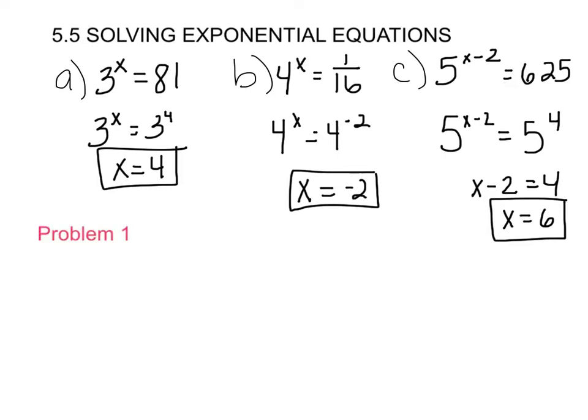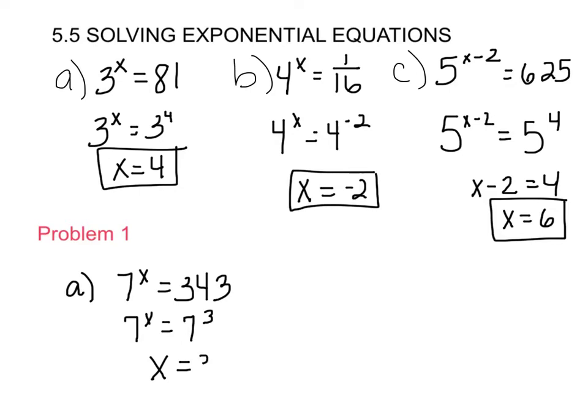So let's look at our got it problem. Problem 1 on page 323. A is 7 to the x power equals 343. We want to rewrite 343 as a base of 7, which would be 3. 7 to the 3rd power is that. So that must mean that x equals 3.